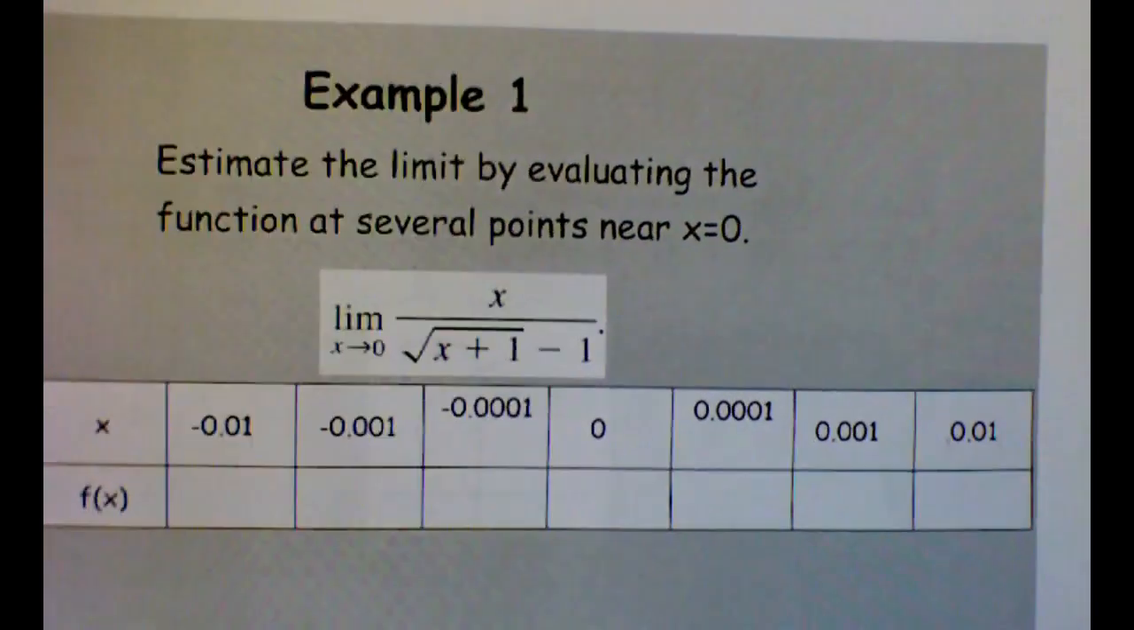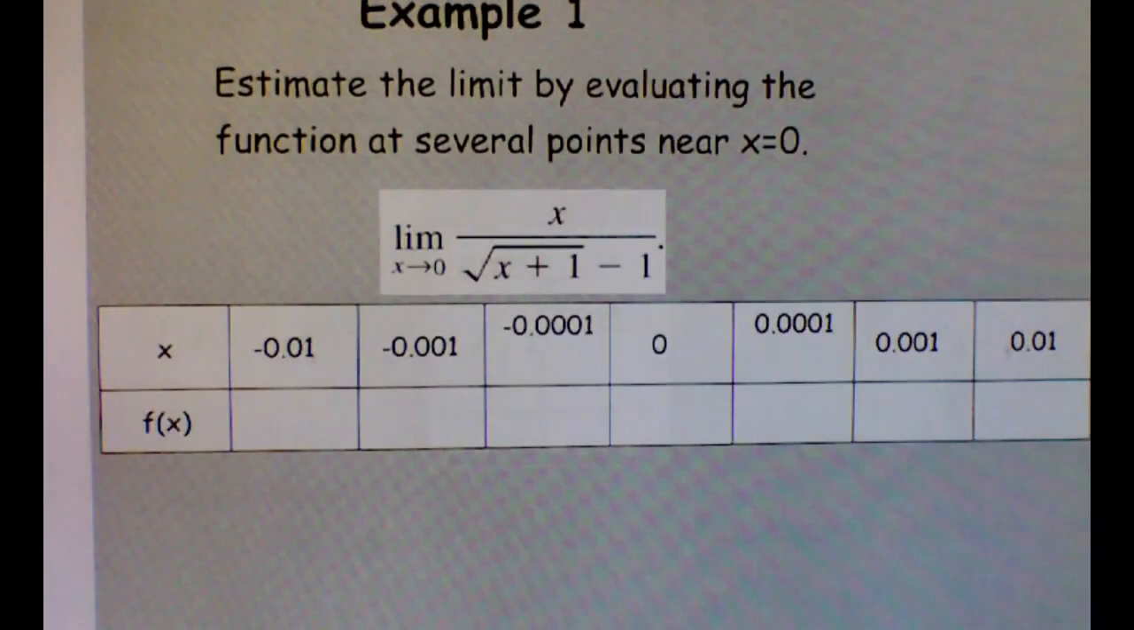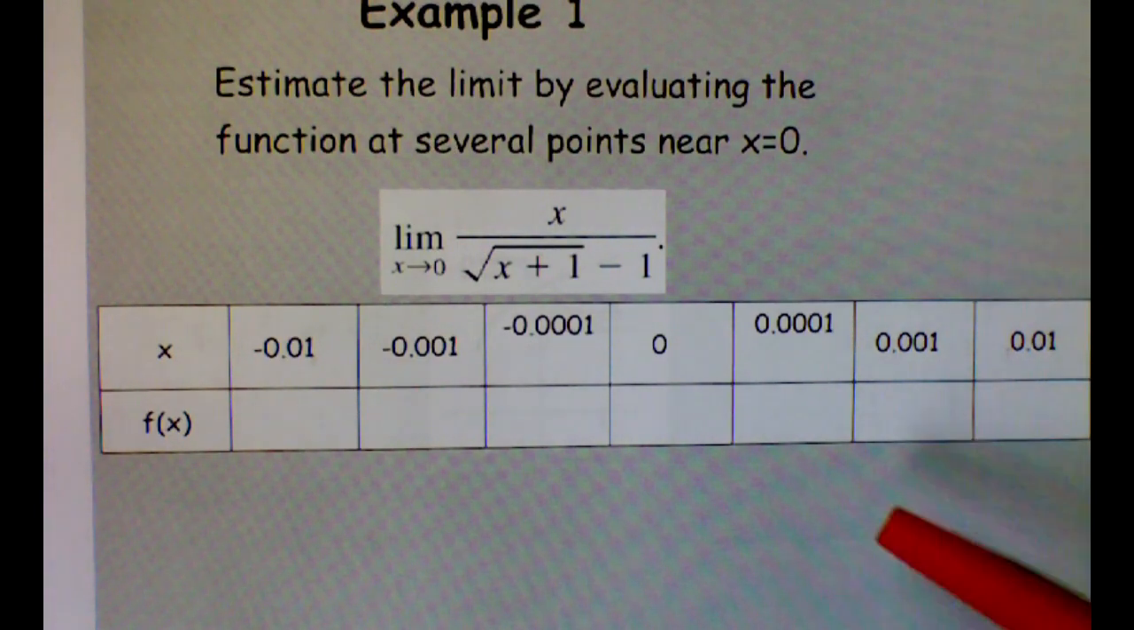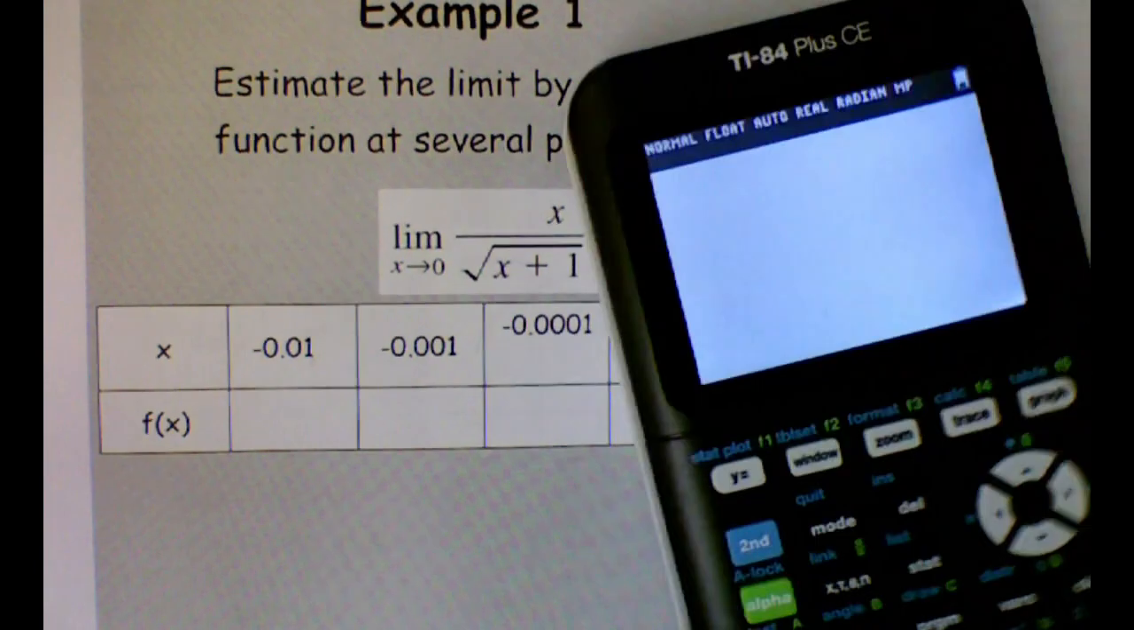So example 1, we're going to estimate the limit by evaluating the function at several points near x equals 0. I noticed that I can't just plug in x equals 0 because I would get 0 over 0. And if you've ever asked Siri, that makes Cookie Monster sad. I also know that I don't want to do these in my head. So I'm going to use my calculator. And I want to show you a little trick for the calculator.